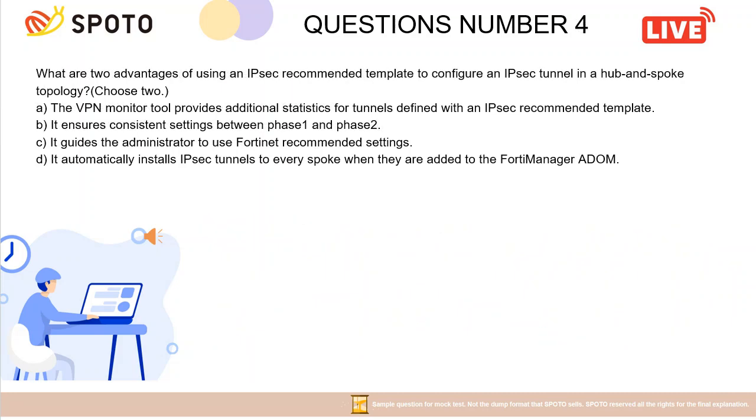Question 4. What are 2 advantages of using an IPsec recommended template to configure an IPsec tunnel in a hub-and-spoke topology? Choose 2. A. The VPN Monitor tool provides additional statistics for tunnels defined with an IPsec recommended template. B. It ensures consistent settings between Phase 1 and Phase 2. C. It guides the administrator to use Fortinet recommended settings. D. It automatically installs IPsec tunnels to every spoke when they are added to the FortiManager ADOM. You have 15 seconds to answer.